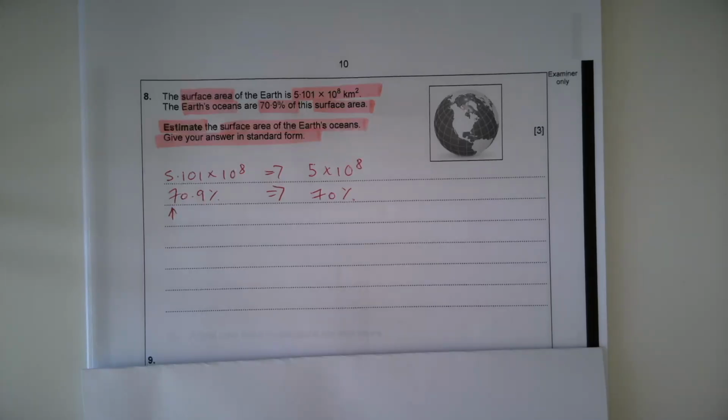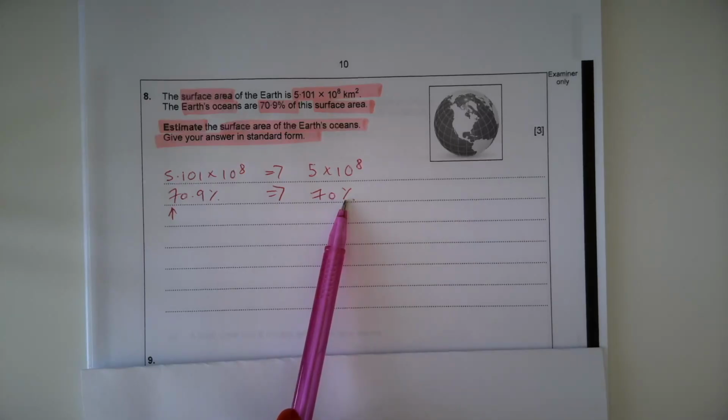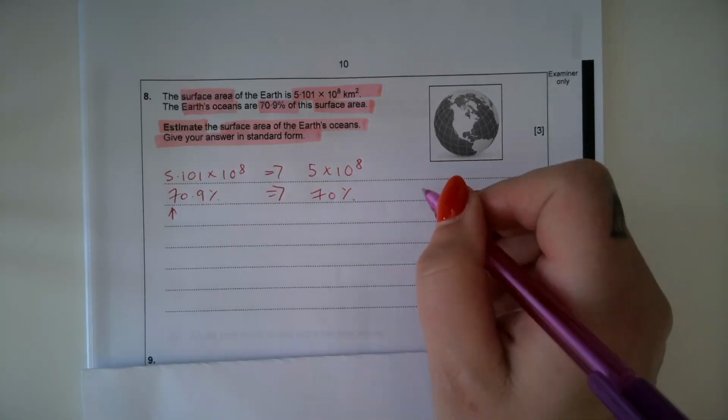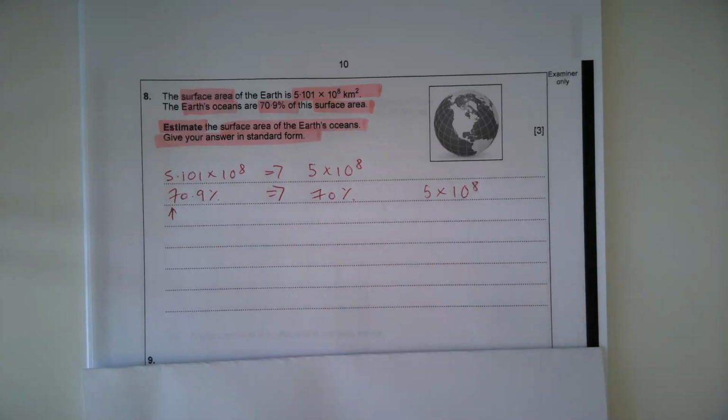Okay, so this is the surface area of the Earth. This is the percentage of oceans, the percentage of the surface area that the oceans take up on Earth. So we are going to find 70% of 5 multiplied by 10 to the power of 8. Okay? So what we can do is, I've got 5 times 10 to the power of 8. First thing I'm going to do is I'm going to divide by 100. Okay? Because I'm working in percentages.